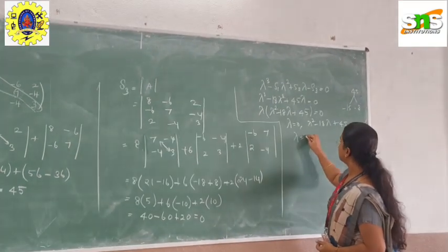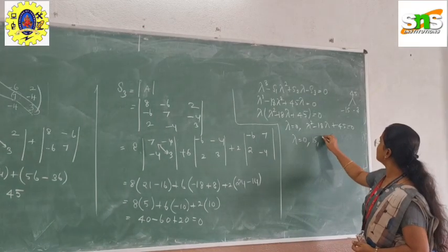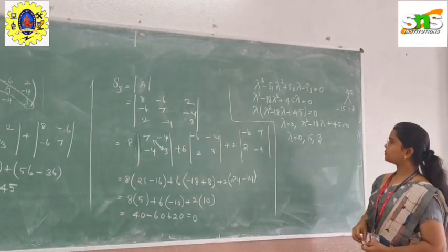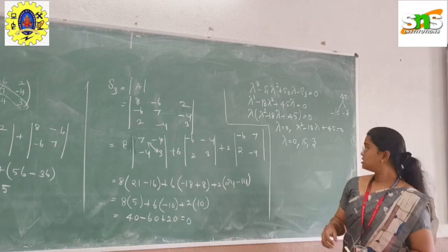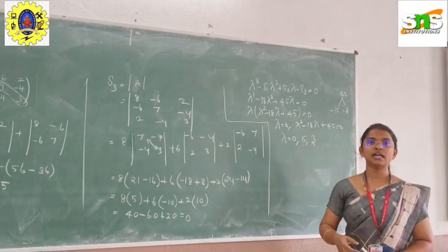So our first lambda value is 0, the second lambda value is 15, and the third lambda value is 3. These are our eigenvalues. In the next video we are going to see the eigenvector.